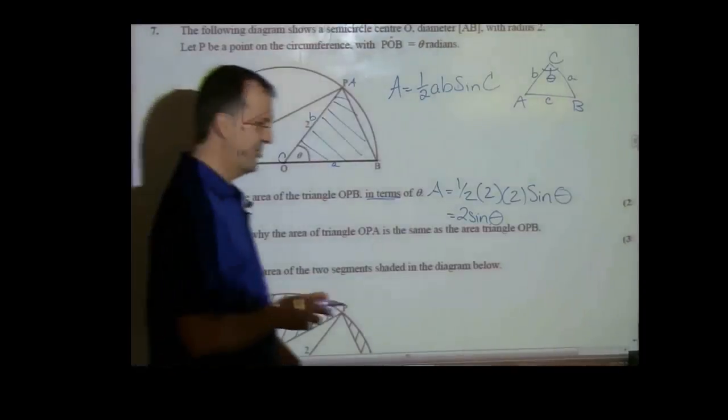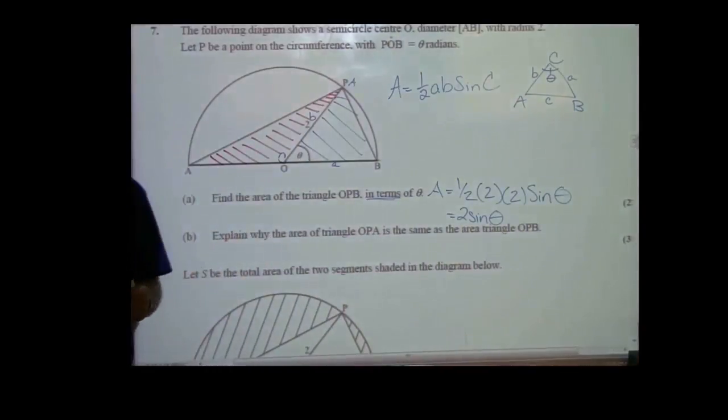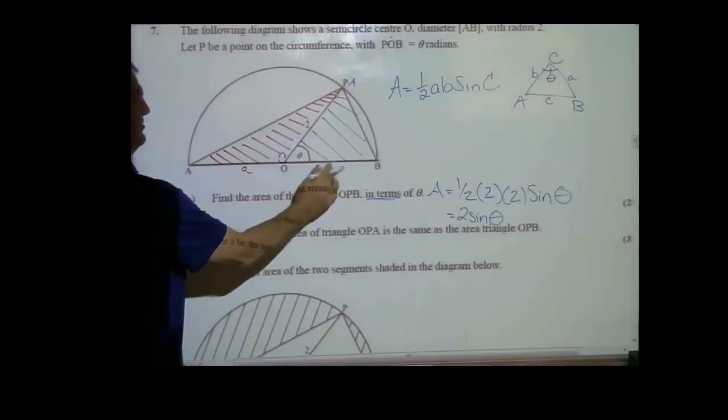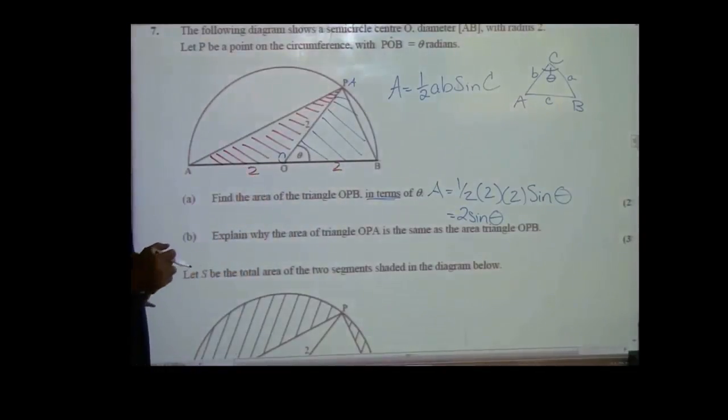Why do these 2 triangles have the same area? The red triangle has the same area as the blue triangle. We could call this a length. This is 2, 2, and 2. Well, what if it's not an isosceles triangle? It is, 2 sides are equal. What if it's a different question and it's not an isosceles triangle? If it looks like this in a way, it's still going to have the same area.